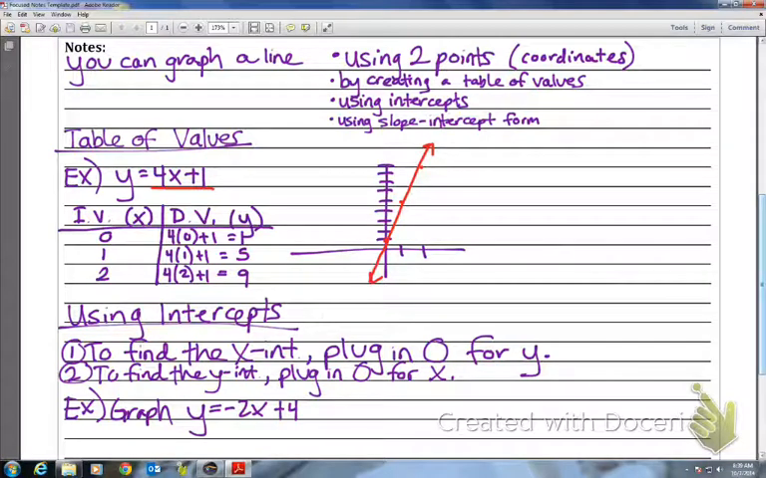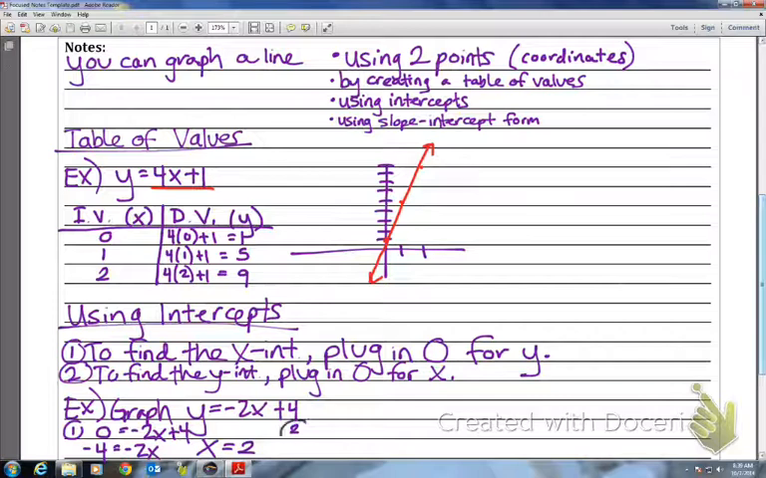So to find the x-intercept, this is the first one, I'm going to plug in 0 for y. So I have 0 equals negative 2x plus 4. If I subtract 4 from both sides, I get negative 4 equals negative 2x. And then I solve for x by dividing both sides by negative 2, and I get that x equals positive 2. So my x-intercept is positive 2.